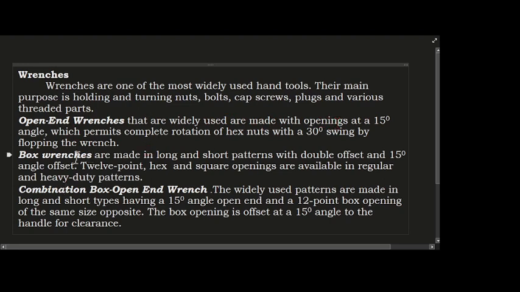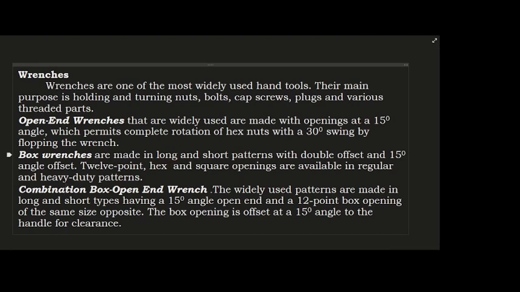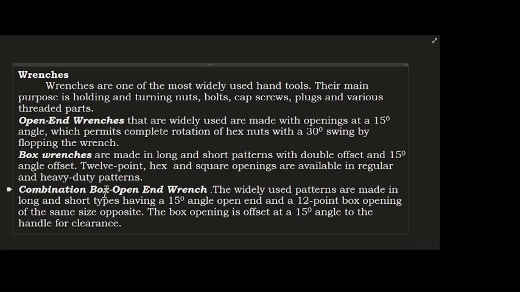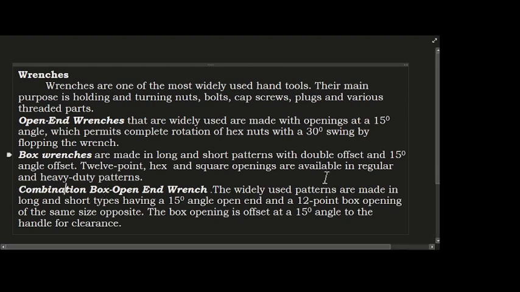Tapos yung box wrench naman, so round, no? It can be made in long and short patterns with double offset and 15 degree angle offset, no? So 12 point hex, drill point, hex, and square openings are available in regular and heavy duty patterns. Then we have combination box end and open end wrench, no? So this is basically yung kabila niya na end is a box wrench, ang kabila naman is an open end wrench, which also come in different sizes, no?